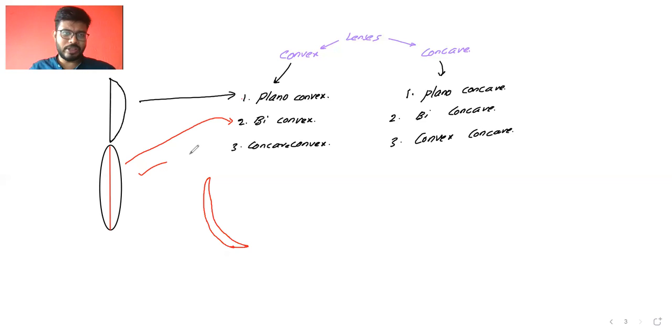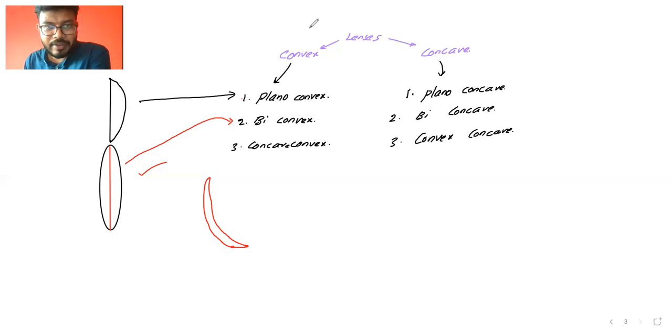I'll tell you all the cases and I'll show you the pictures also, as well as some ray diagrams. When the light ray is passing, we'll have a small demo after seeing the videos. Step by step we'll go. Any doubt, let me know. So these are the three types of your convex.